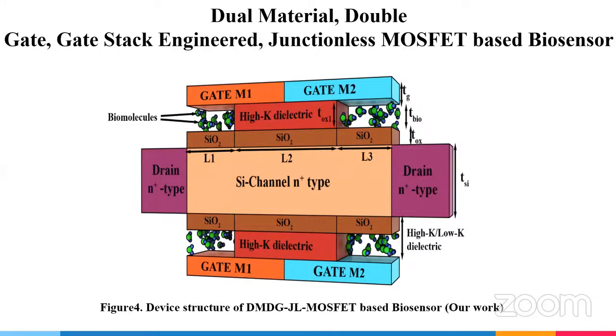Apart from this, we have also used a dual metal gate, meaning two metals in the gate: metal 1 having one work function and metal 2 having a different work function. We have used the dual metal gate to avoid the screening of drain potential and to avoid the issues of short channel effects. Then we have used a high-K, low-K dielectric stack to enhance the sensitivity of our architecture.